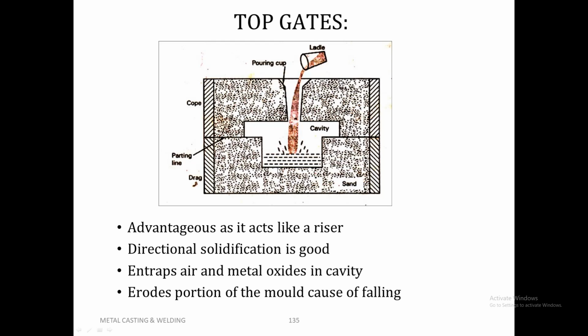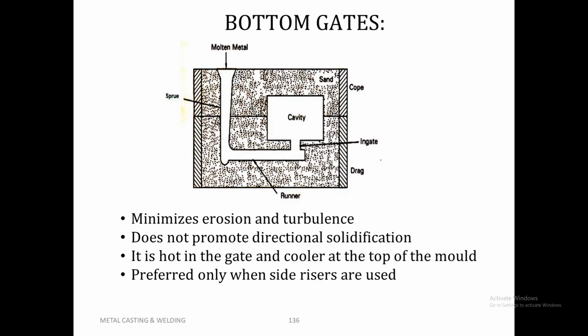Okay, second one is bottom gate. The bottom gate is so called because the molten metal enters the mold cavity from the bottom. So here you can see there is a sprue and the runner, and through the bottom the molten metal enters into the cavity. In the previous case, the molten metal used to enter from the top, so it was called a top gate. Now here it enters through the bottom, so it is called a bottom gate. The molten metal fills the bottom portion of the mold cavity and rises steadily and gently up the mold walls. Bottom gate minimizes turbulence and erosion in the mold cavity.